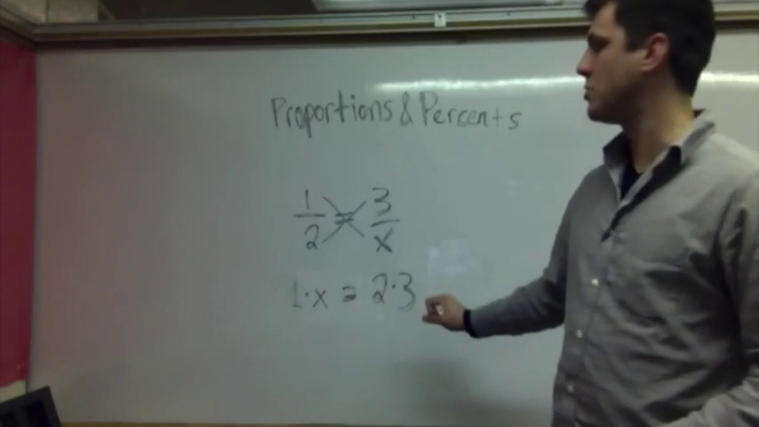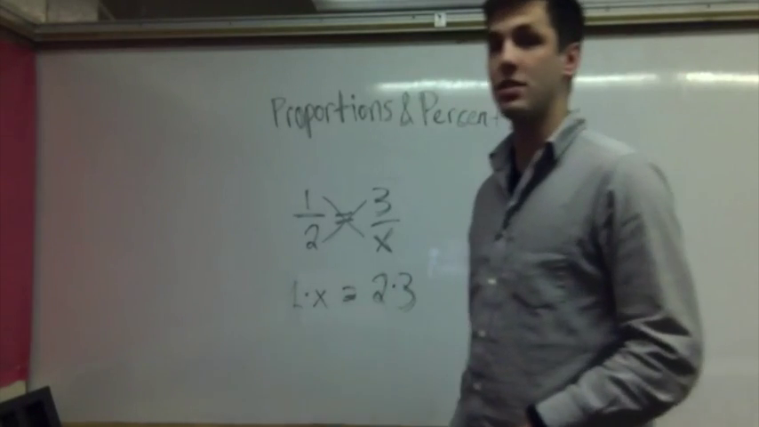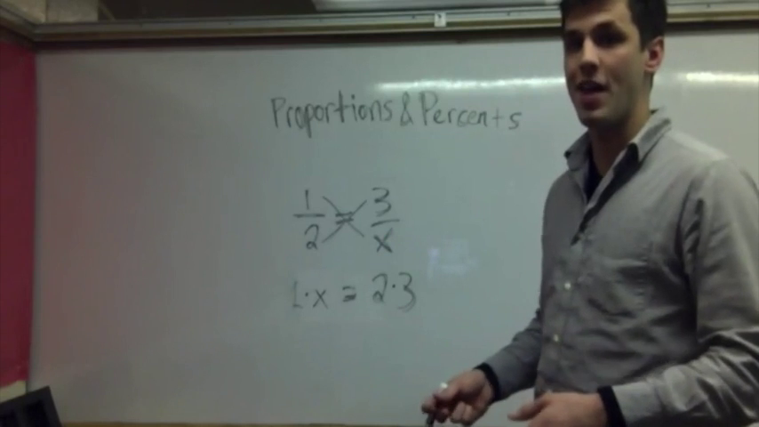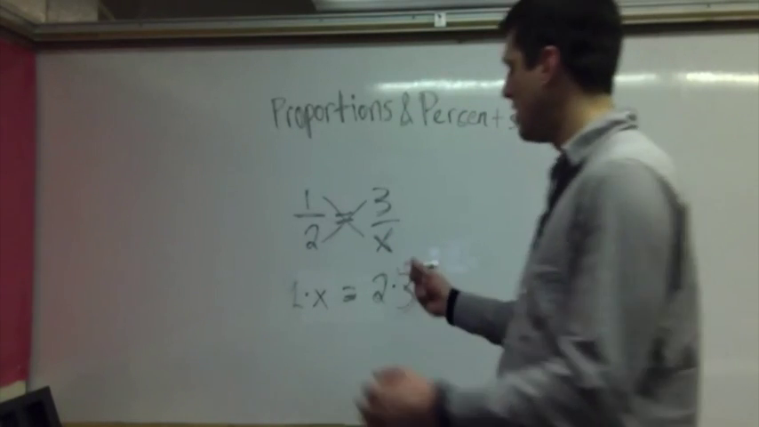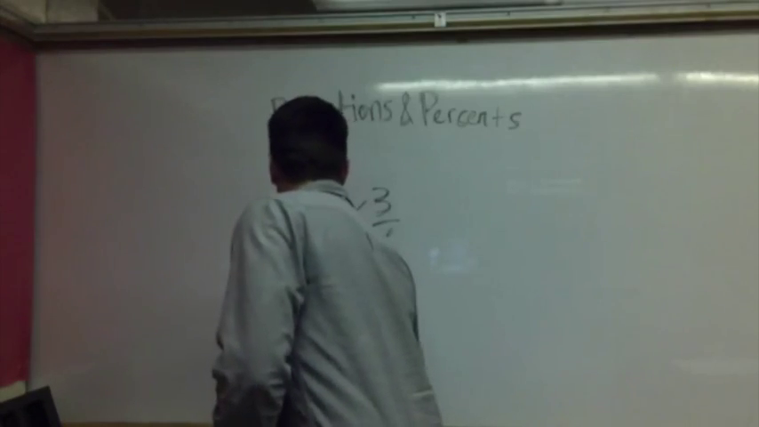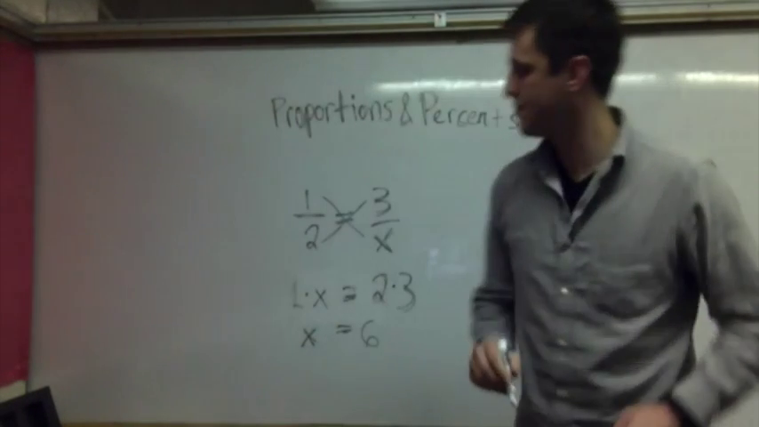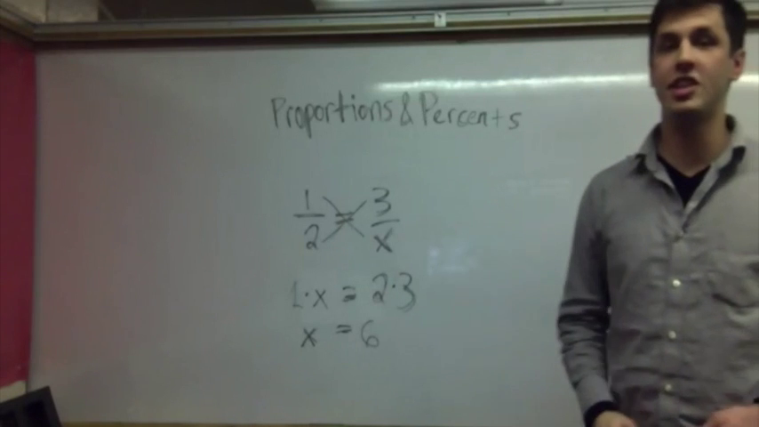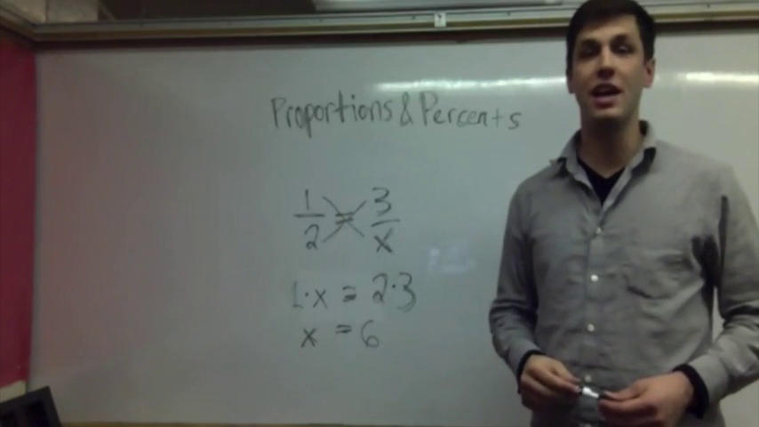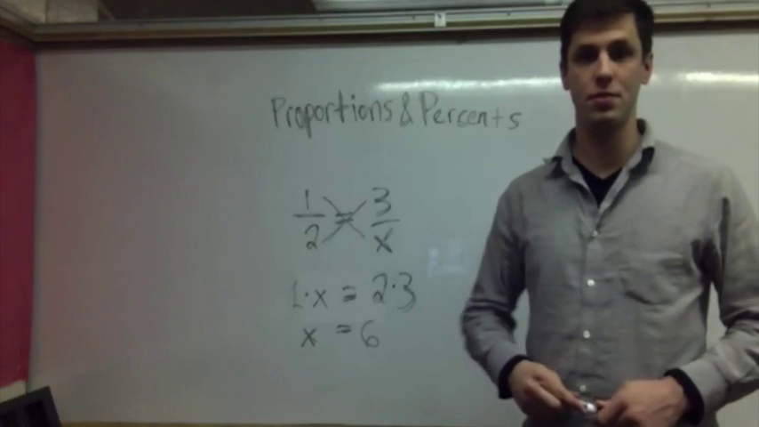So if you have 2 times 3 over here, and 1 times x over here, and you simplify that, if you calculate what you know how to calculate, you end up with x equals 6. There you have it. There's our x. So cross multiplication is the way to solve proportions.